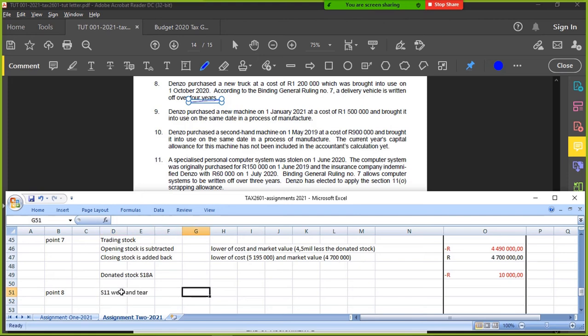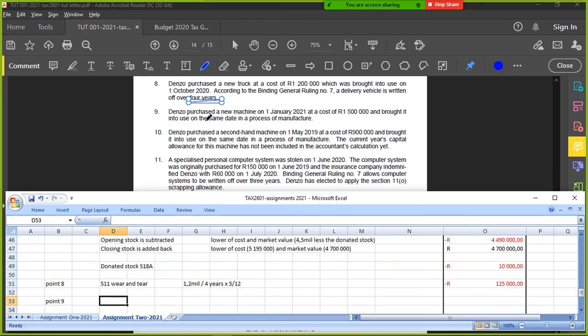This was 1.2 million divided by 4 years times, October, November, December, January, February. I count 5 months. Did you count the same thing? Yes. Divide by 4 years times 5 over 12. That's 125,000. Happy with that one?